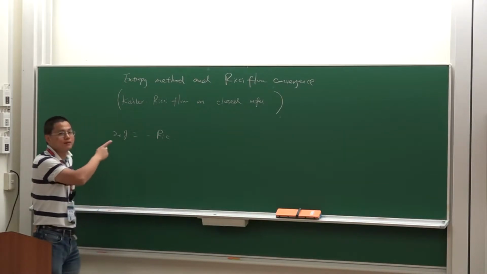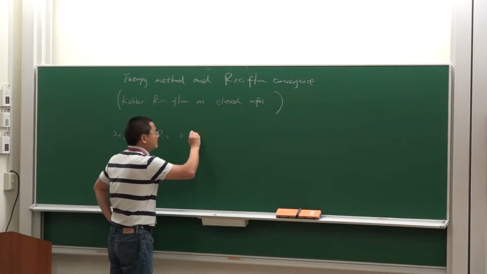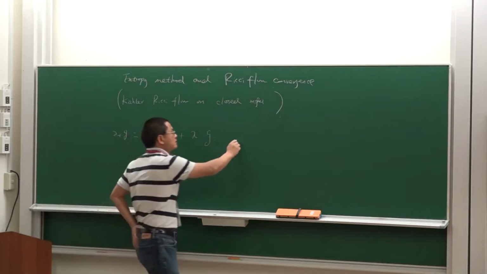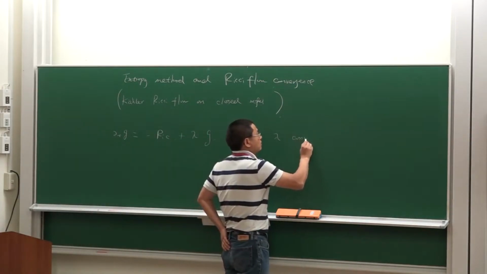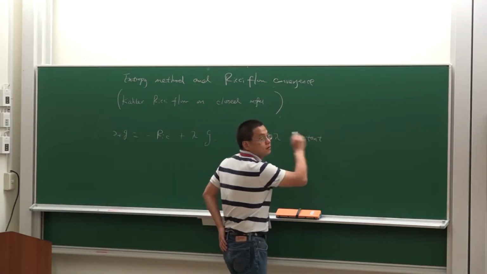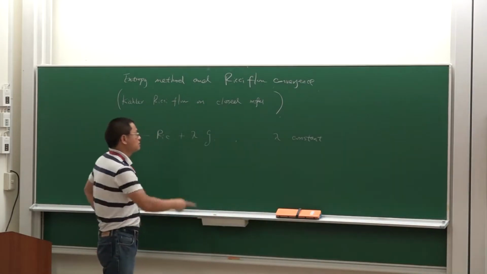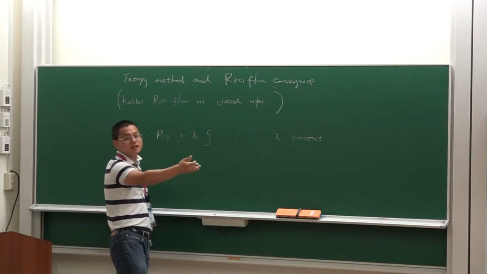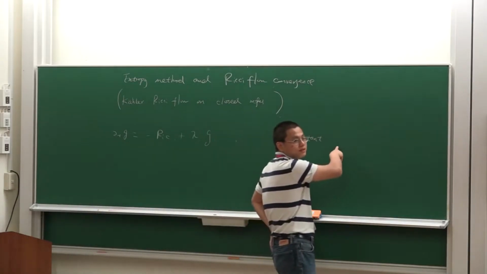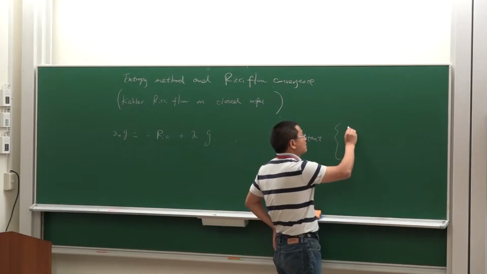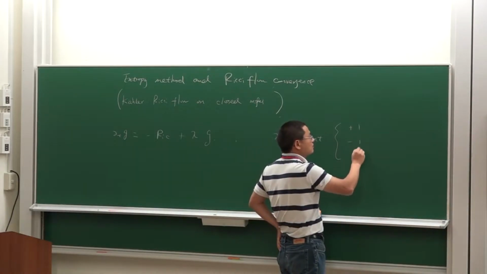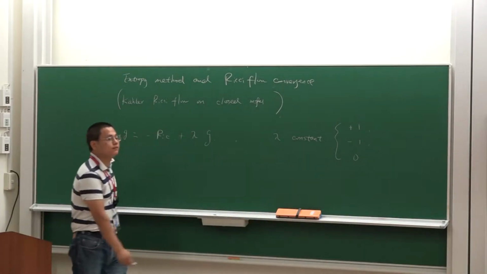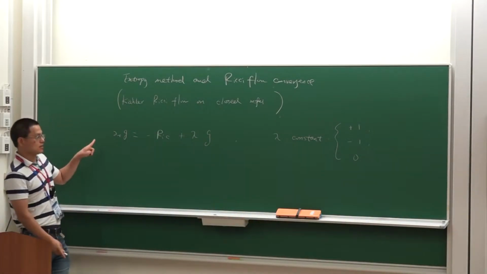Today I will put a normalization constant. So I have a lambda, which is a constant. It's clear, up to a rescaling, that there are only three possibilities: this lambda is positive 1, minus 1, or 0. So what we focus on is the Kähler-Ricci flow.